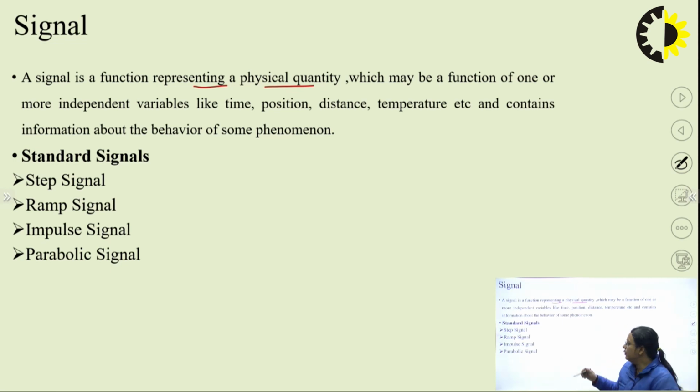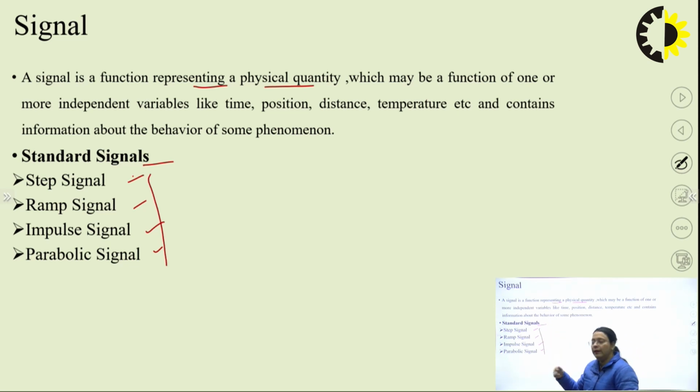There are a variety of standard signals: the step signal, ramp signal, impulse signal and the parabolic signal. Other standard signals can be the sinusoidal signal, the exponential signal, and the gate function. All of these are covered in signals. I will talk about these standard signals one by one, and then I will give a review about the step signal, the exponential signal, the gate signal, and the sinusoidal signal.